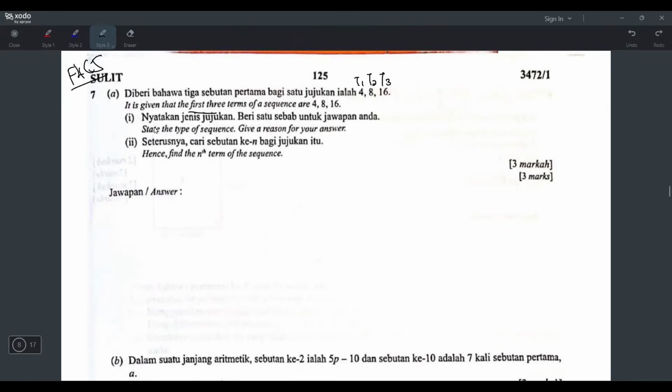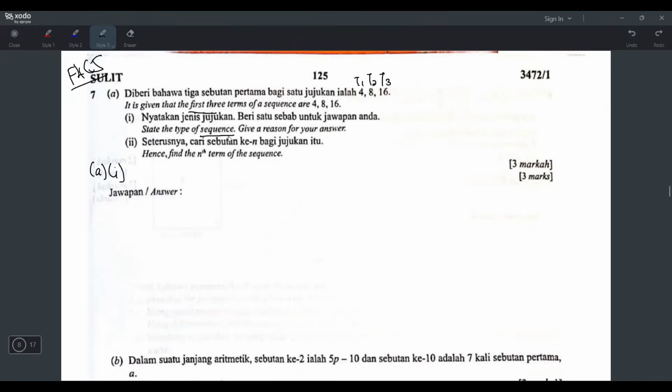Okay, tak apa, let's read the question first. Number 1, state the type of sequence and then give a reason for your answer. Nyatakan jenis jujukan, beri satu sebab untuk jawapan anda. Okay, I get it. So I don't think you need to find the A and R. They want you to write down which progression. Is it an arithmetic progression or geometric progression?